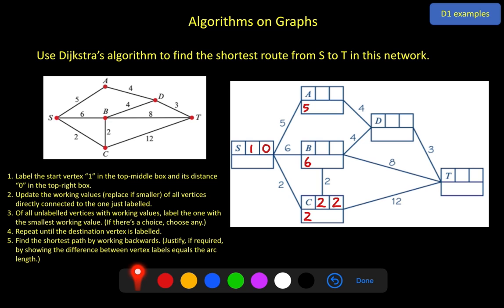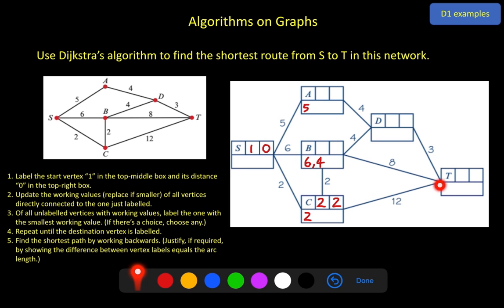But now I have to repeat, because I've just finished labeling this point. So now I have to update the working values of all the vertices directly connected to the one I've just labeled. That's this and this. B and T are directly connected to this. I don't have to consider S because S is already labeled. So from here to here, it takes 2 to get here. I'm using this distance and then adding this arc. So here I can get to B for a distance of 4. That is better than 6, so I must put that in the box there. That's saying instead of S to B for 6, I can get there quicker. S to C to B for 4.